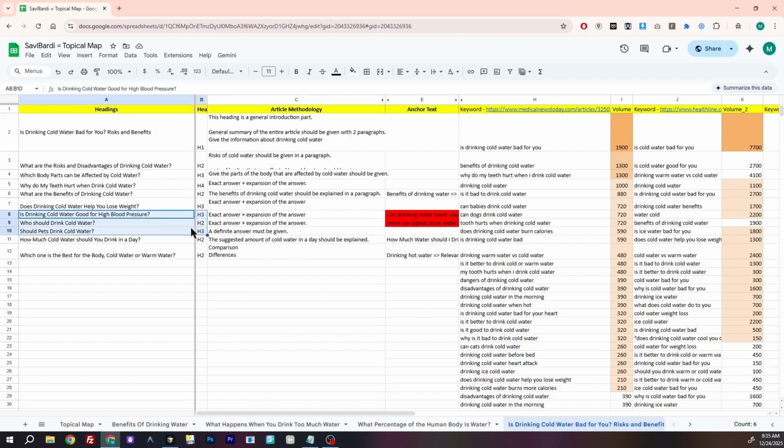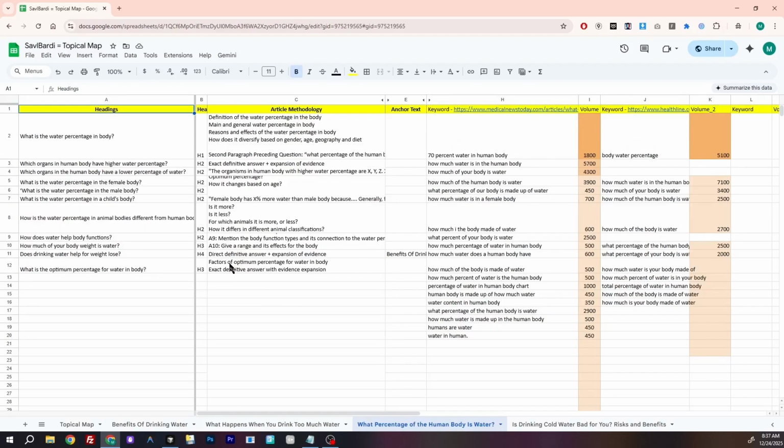If you see this specific section, who should drink cold water? We ask this question to signal the search engine about the human context. And next, should pets drink cold water, is regarding the animal context. Here then we ask about how much to drink a day, and then we also give the anchor text to our article, how much water should I drink a day.